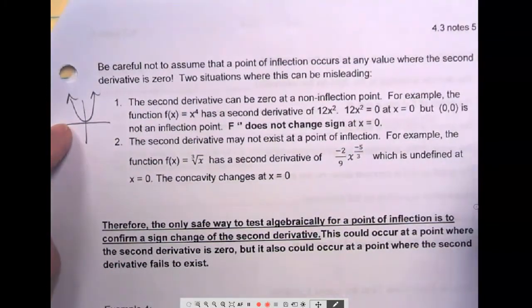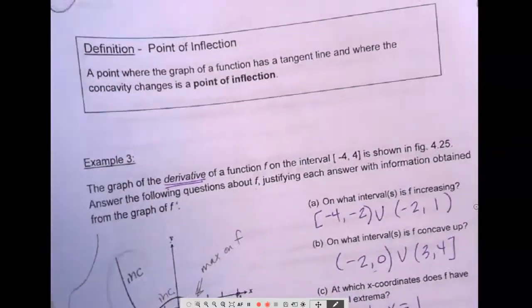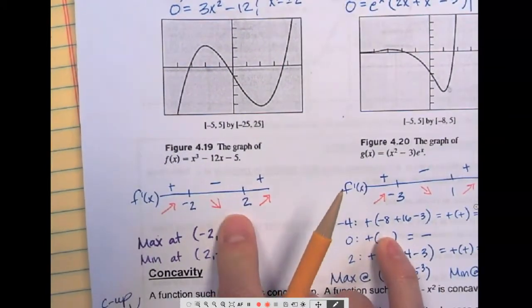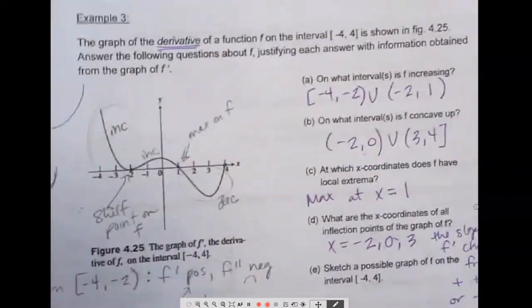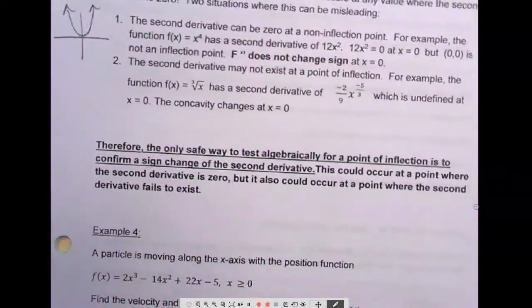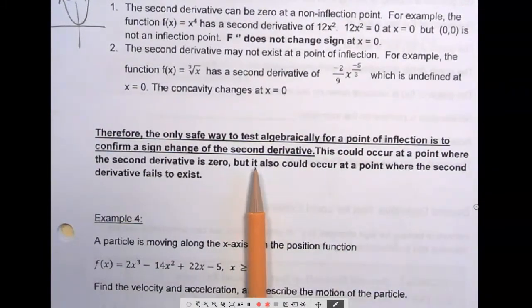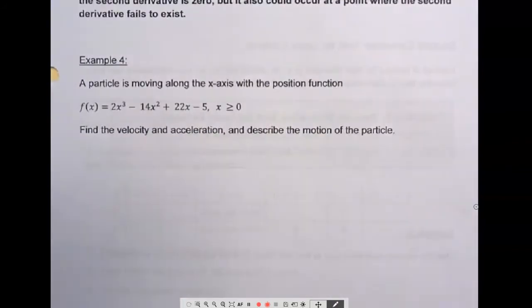So guess what we do to define those? Do you remember what those things were called that we did before the break? Sign charts. So we do sign charts for the second derivative to see where the concavity actually changes. Okay, so therefore the only safe way to test algebraically for a point of inflection is to confirm a sign change of the second derivative. This could occur at a point where the second derivative is 0 or undefined, fails to exist.